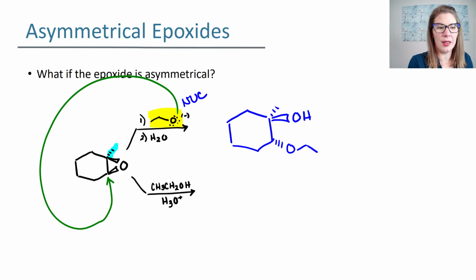So if we saw a wedge here, we're going to see a dash here, and your nucleophile goes to the less substituted side.